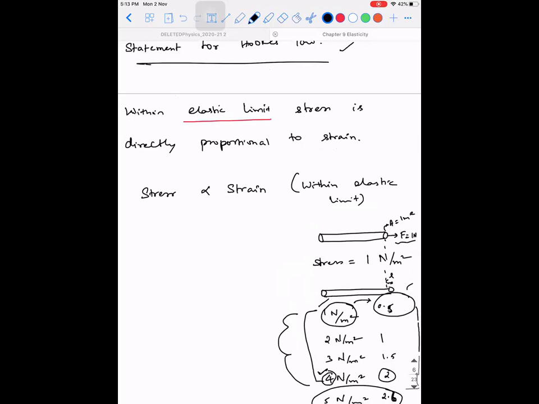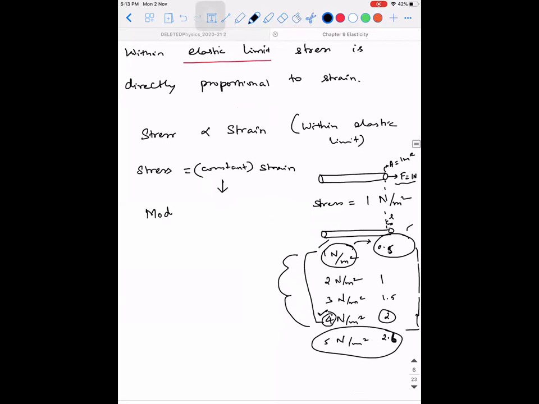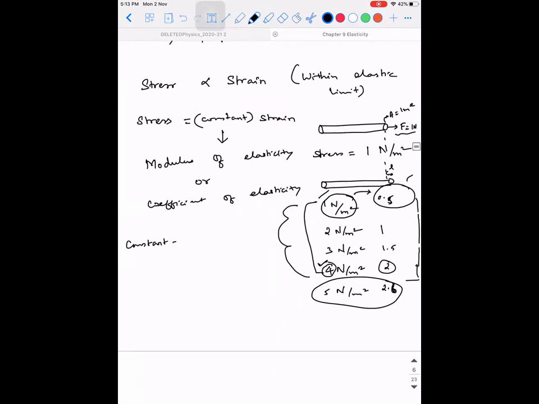Guys, am I clear? You're able to slightly visualize what it is. So when I remove the proportionality symbol, I need to introduce a constant. So stress is equal to constant into strain. And this constant is called the modulus of elasticity, or it is also called the coefficient of elasticity. And that constant is given as stress divided by strain.